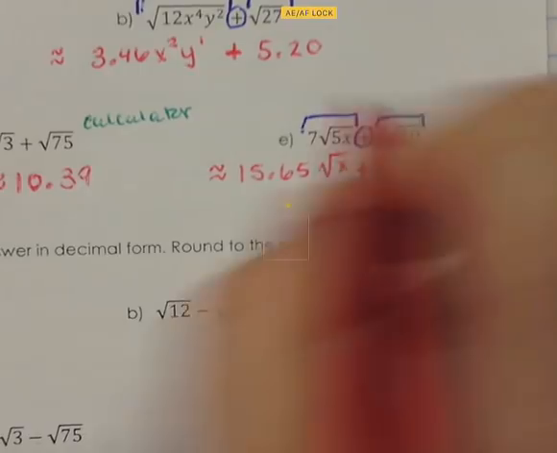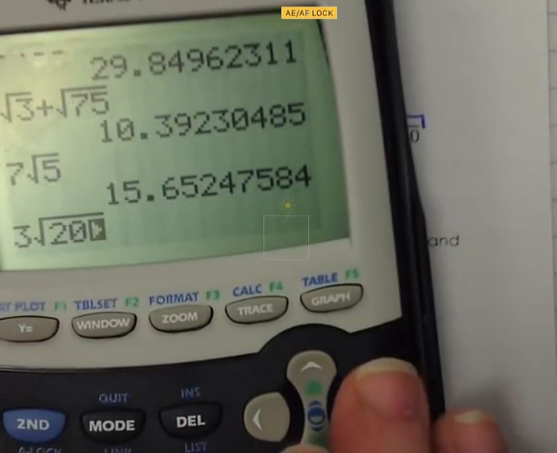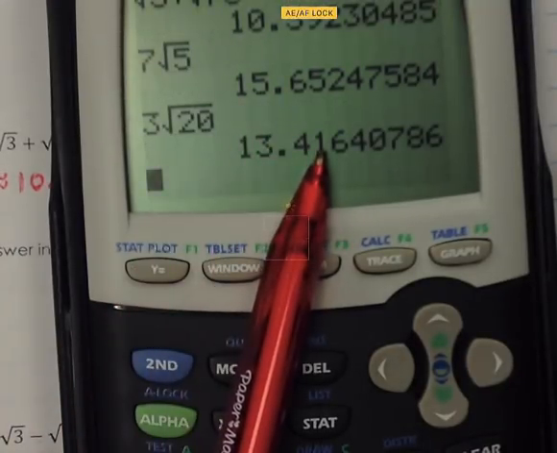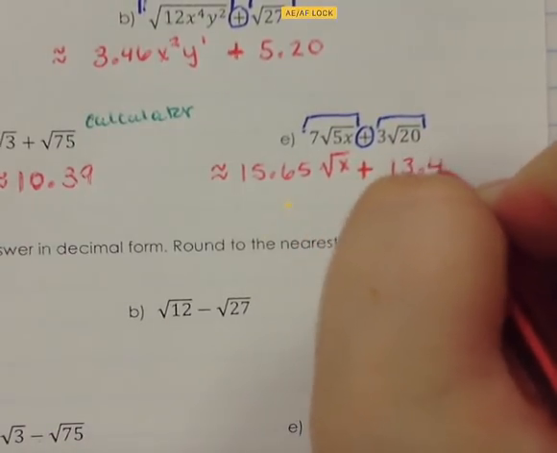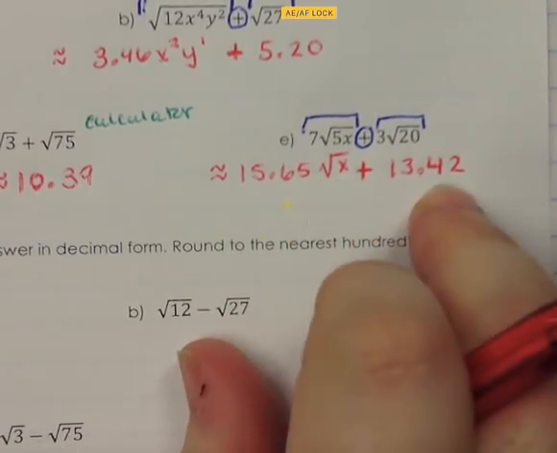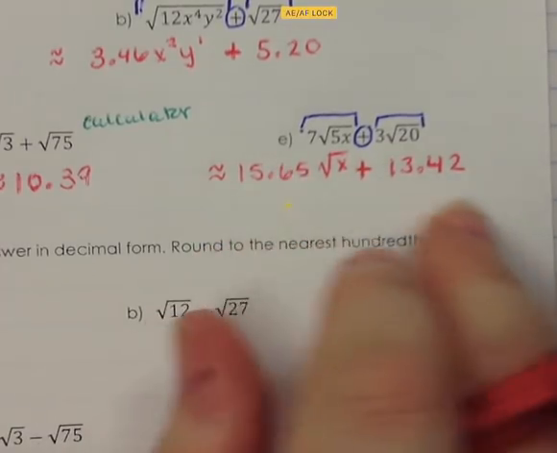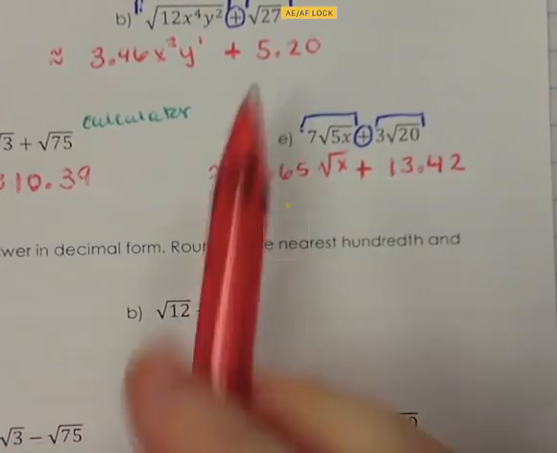Plus, then we have to do 3 square root 20. So we do 3 square root 20, get out of the radical, press enter. So we have 13 and 42 hundredths. Now because this has a variable in it, and this one doesn't have the exact same variable, that means we cannot combine these any further, and that is our final answer. That's adding radicals.